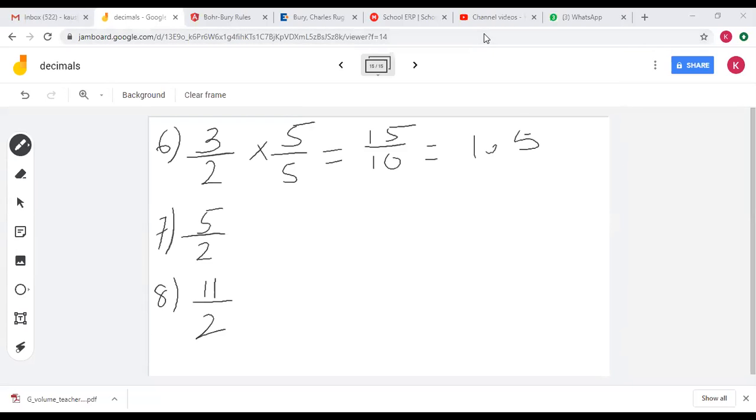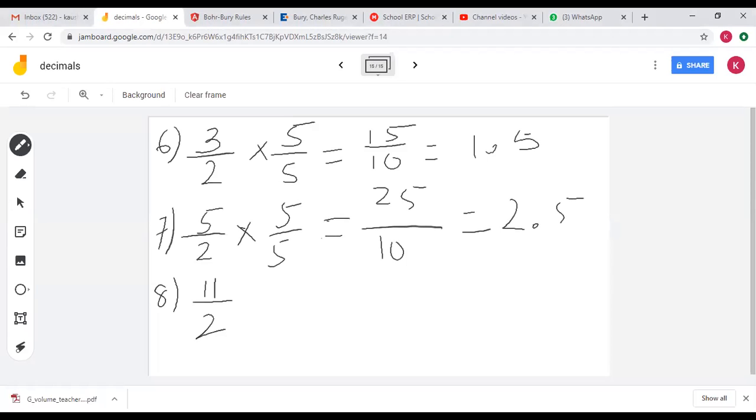Okay. This one I'm going to do again, multiply by 5 upon 5. This one is very easy. 5 5s are 25, so obviously 2.5. This one, 5 into 5, 55 upon 10, which is going to be 5.5.